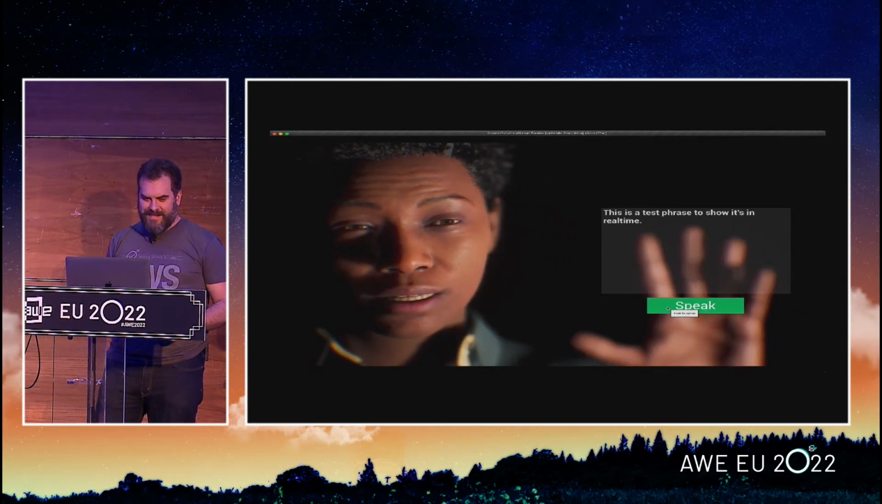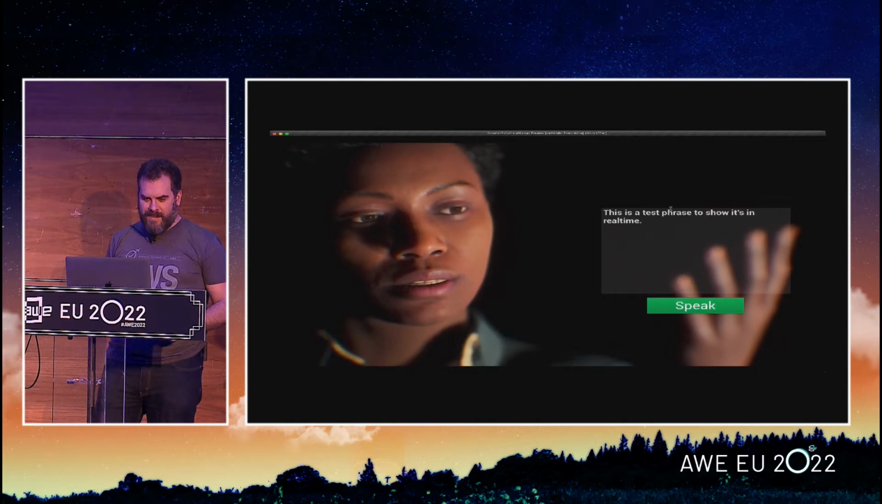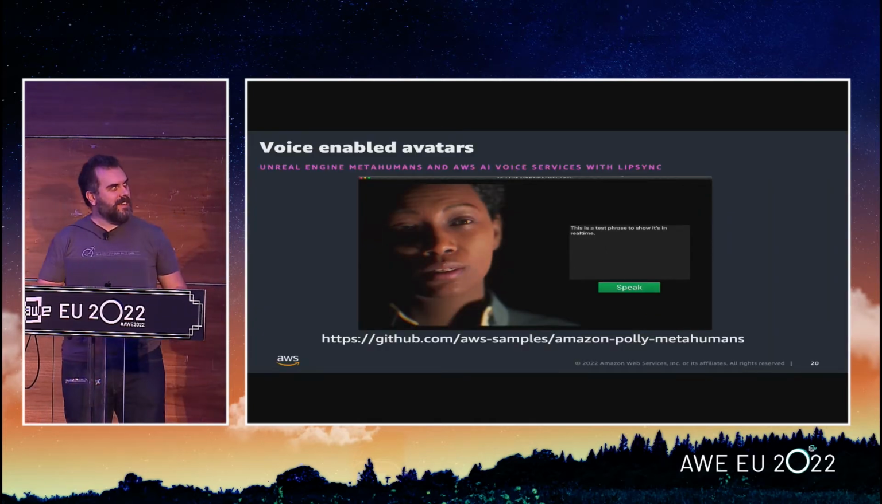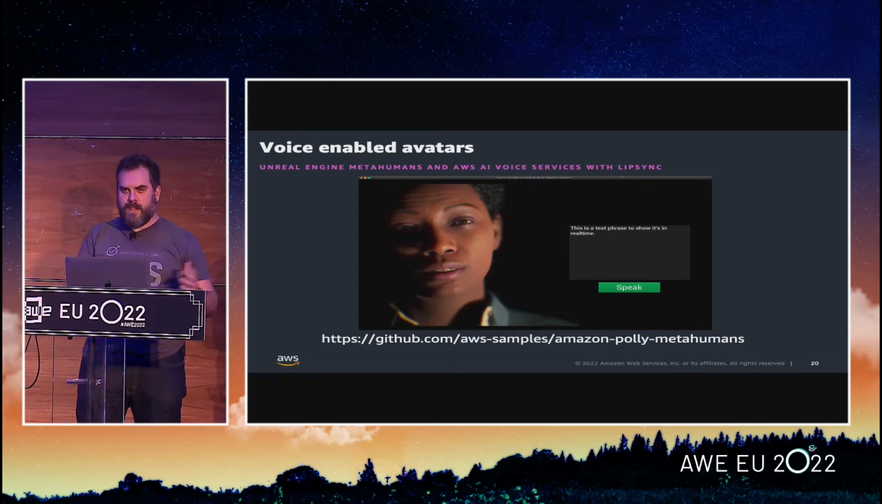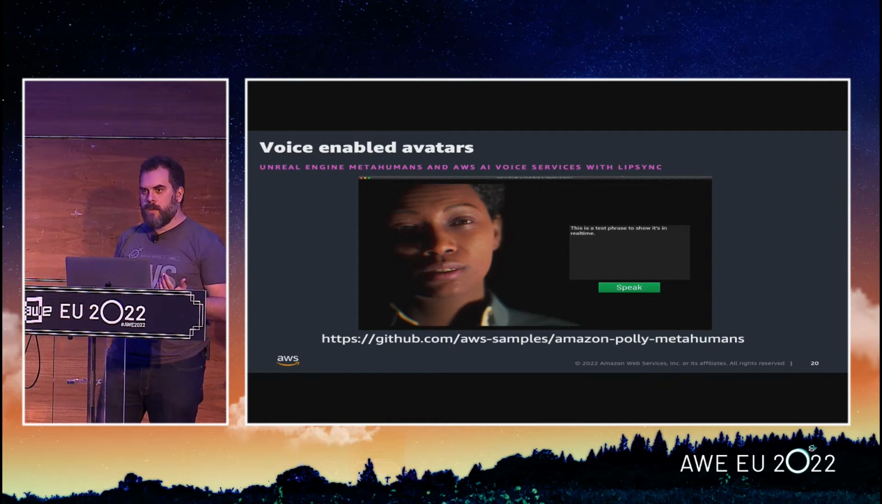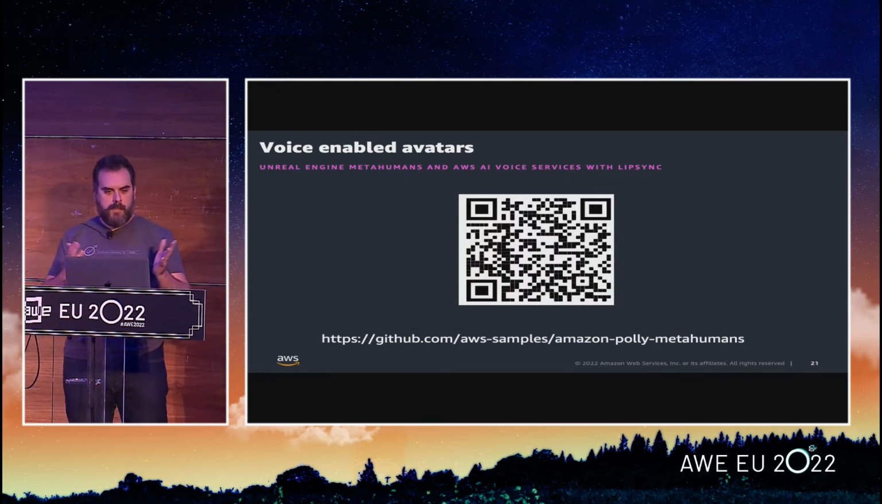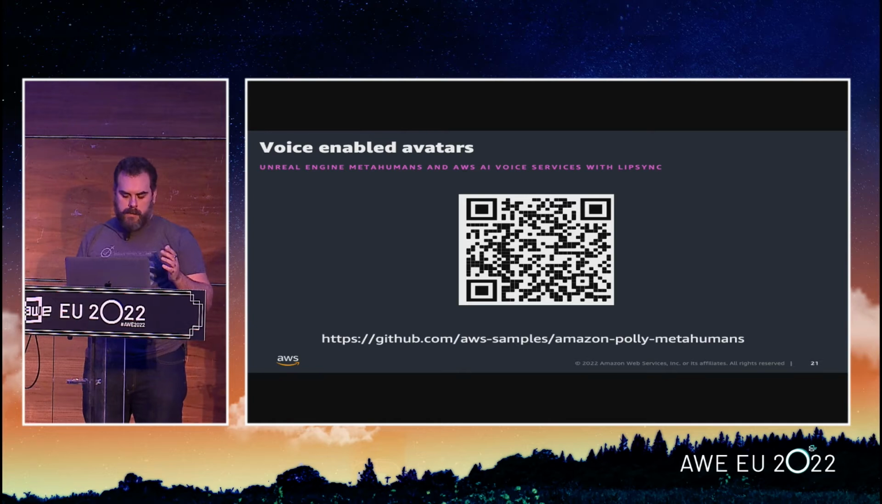This is a test phrase to show it's in real time. Of course, it's a video recording, but it's a sample of real time. So you just ingest the text, and it's generated by Polly in real time, and also the lip sync is generated in real time because of this project. And here, if you want to grab the QR code for the project, this is a sample and can be extended.